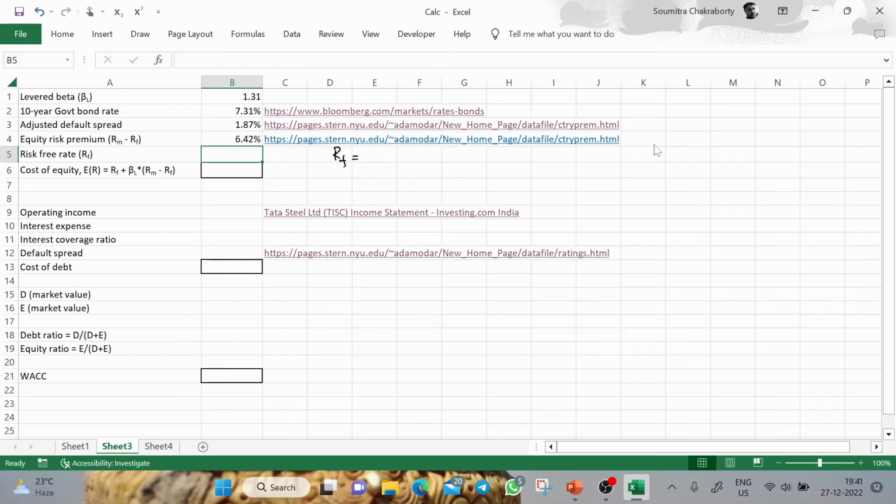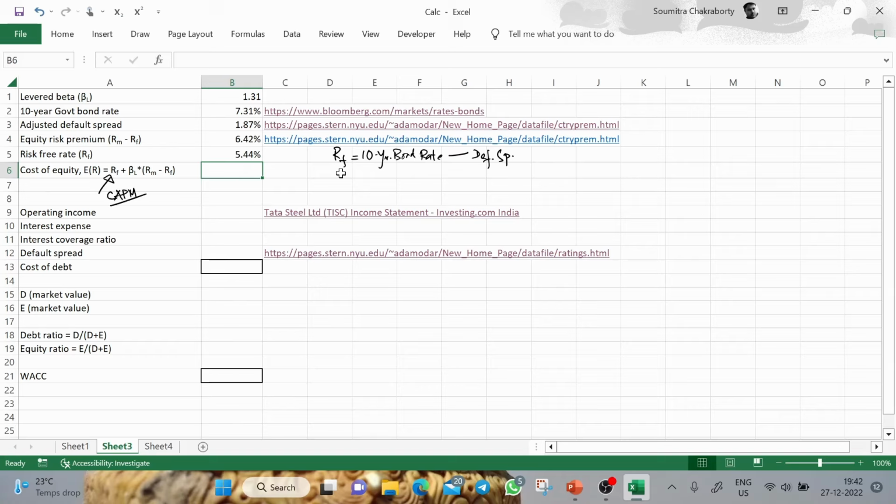Risk-free rate is equal to the 10-year bond rate minus the default spread. So simply this one minus this should give you the risk-free rate. And what is the cost of equity? This particular expression is coming using CAPM.